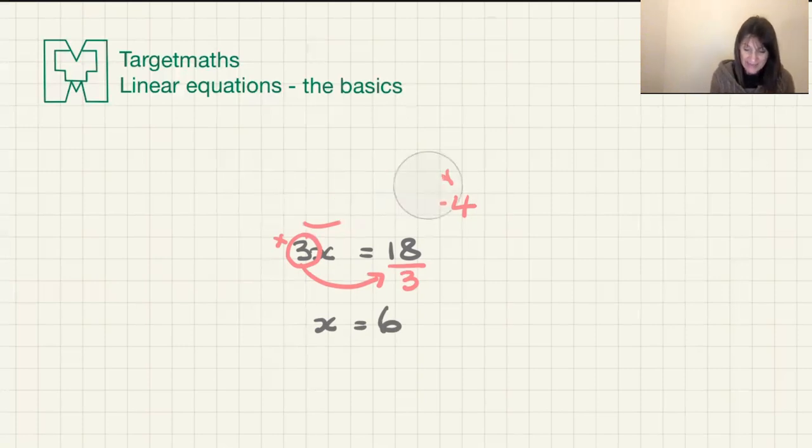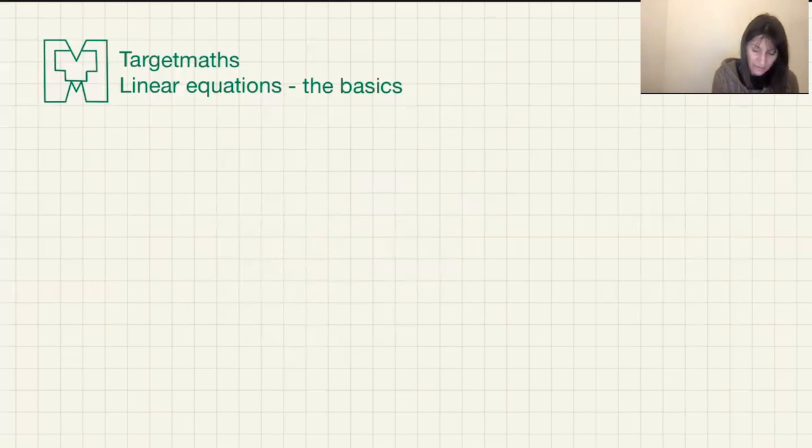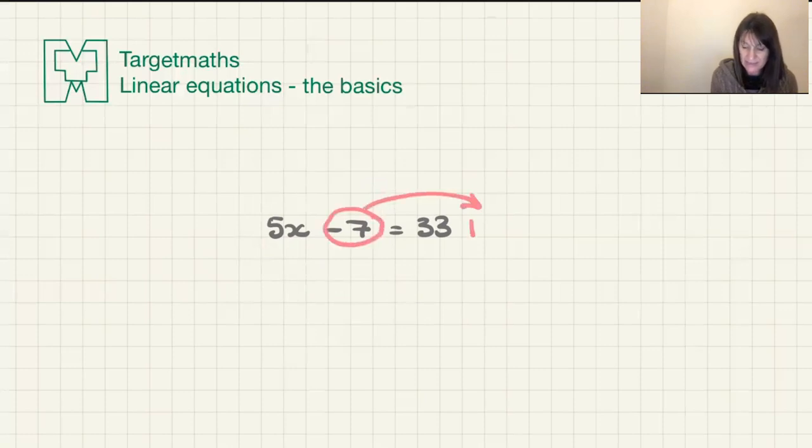So let's see that again. I've got 5x minus 7 equals 33. I've got 5 times x minus 7. Minus 7 was the last thing I said, so it's the first thing that goes, and it lands as plus 7. That's gone. I've just got 5x left. And 33 plus 7 is 40. I'm now going to pick up that 5, which is a times, and divide it on the opposite side. I've now got x is equal to 8.